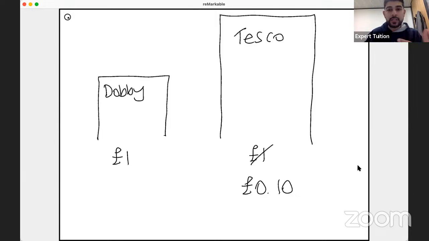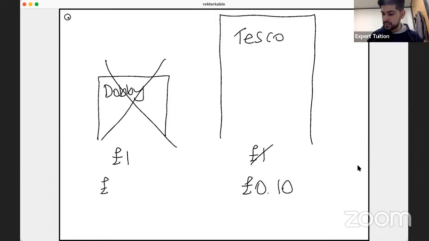Dobby is now faced with a dilemma, and he has two options. Option number one is that Dobby decides to keep his price at £1. The problem, though, is that if the price is £1 when there's milk across the road for 10p, do you agree that a lot of customers are going to switch over to Tesco? What will therefore happen to Dobby's sales? They're going to dramatically fall. And unfortunately, Dobby will die. I'm so sorry.